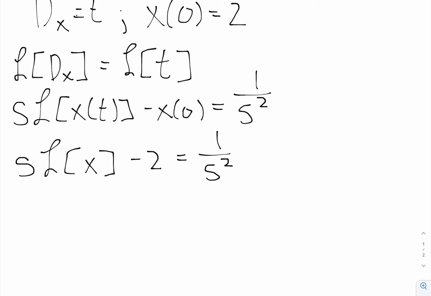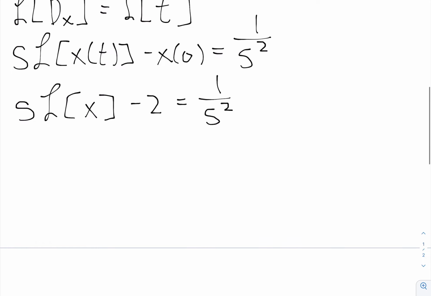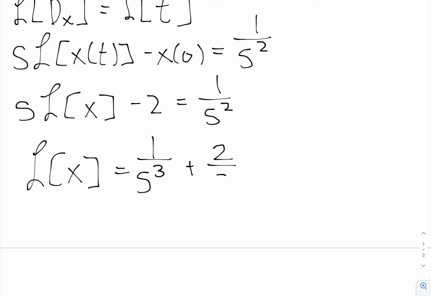So now that we have applied the Laplace transform, we're going to try and solve for this L of x, because once we do that, we can take the inverse Laplace transform of the other side, and then we can figure out what x is. The first thing I would do is add 2 on both sides, and once we do that, we're going to divide by s. So we'll get the Laplace transform of x is equal to 1 over s cubed plus 2 over s.